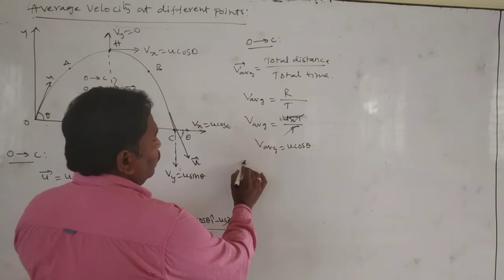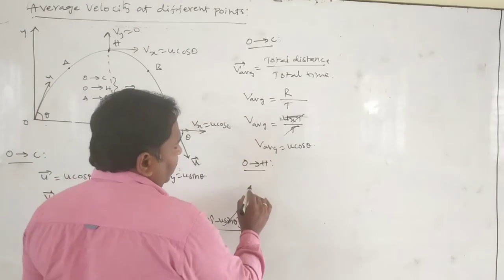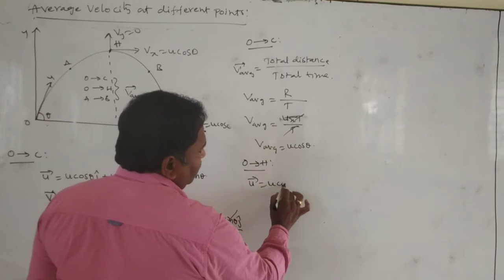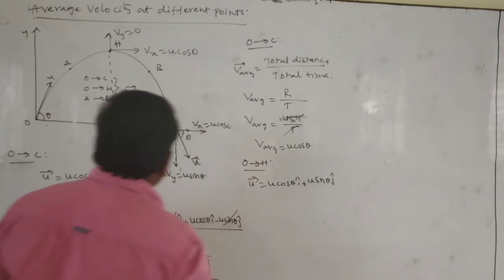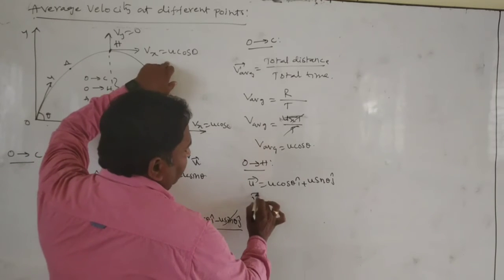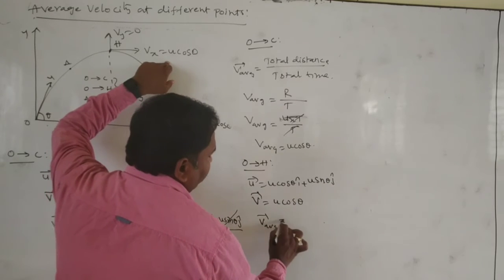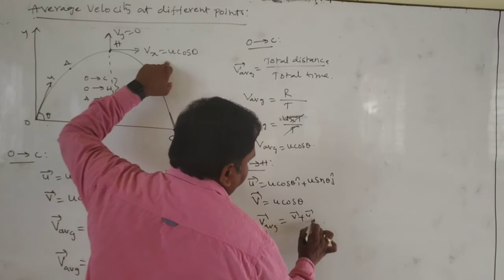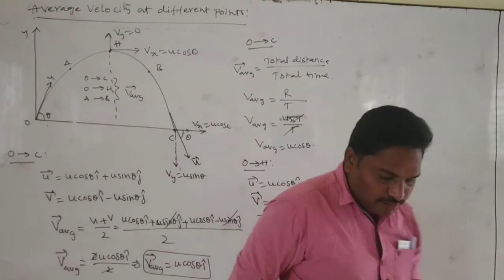Average velocity from O to H. Same, O to H is velocity u cos theta i cap plus u sin theta j cap. So finally we have only u cos theta. Then average velocity we can find as (v bar plus u bar) by 2. So after that we get the answer.